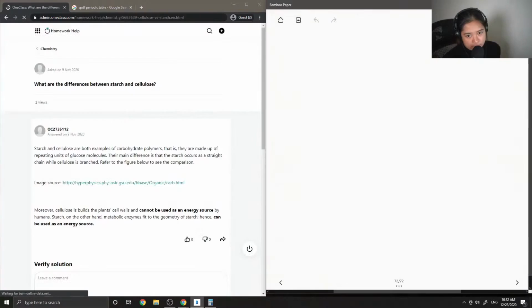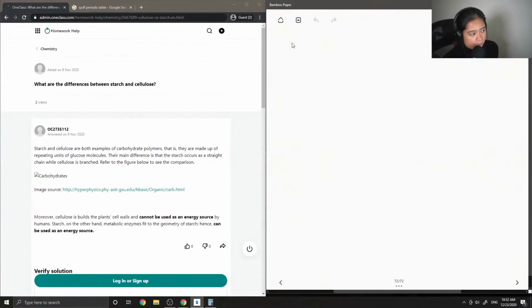So on to question number 11. What are the differences between starch and cellulose? Okay, so I'll make a comparison graph. So I'll first write what these two have in common.